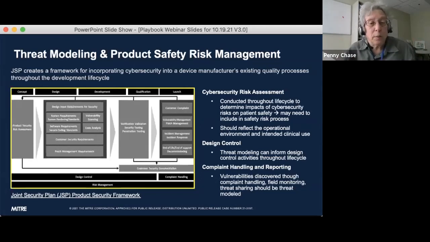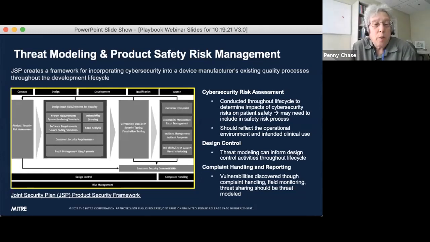The second element the JSP focuses on is design controls. These are the processes that are used to ensure that designs are assessed throughout the life cycle, and the center part of the framework shows some of the security activities that are used, ranging from setting requirements for security, vulnerability scanning, code analysis, verification and validation, through security testing, penetration testing, and so on. The threat modeling can inform risk assessment. It also can inform and complement all of the design control activities shown in the framework.